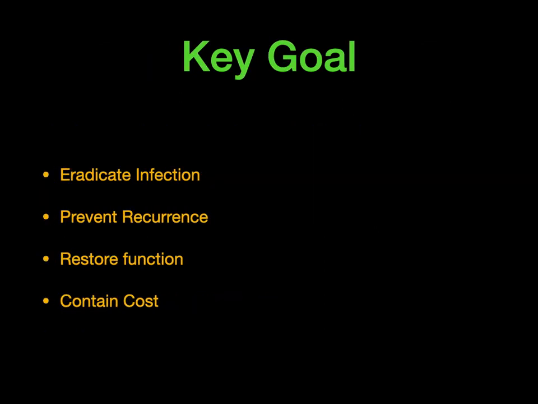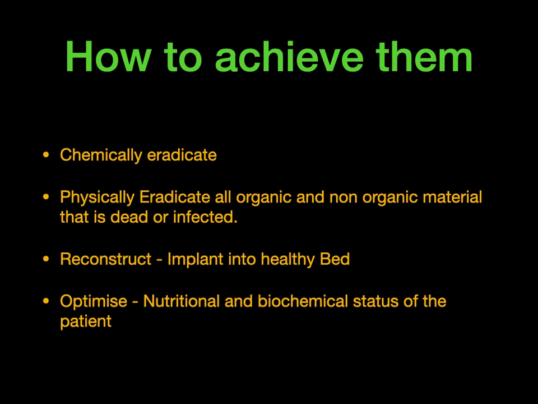The key goals are to eradicate infection, prevent recurrence, restore function, and contain cost. So no matter what strategy you use, these are the key goals. And how do we achieve them? There are four-pronged things that we need to do. One is to chemically eradicate the infection. Two is to physically eradicate it. The third is reconstruction, and the fourth is optimization of the patient.